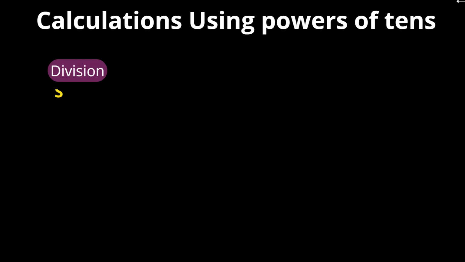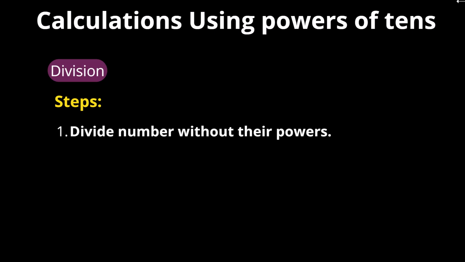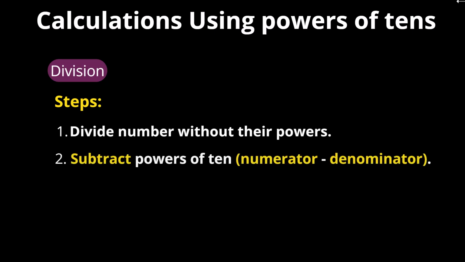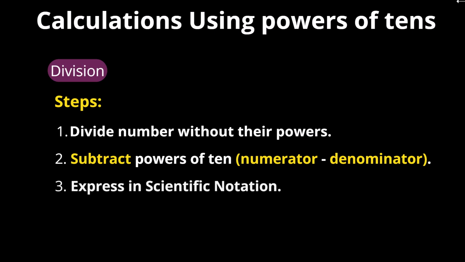Let's move on. Steps for dividing. Step 1. Divide numbers without their powers. Step 2 is very important. Subtract powers of 10, numerator minus denominator. And 3. Express in scientific notation.